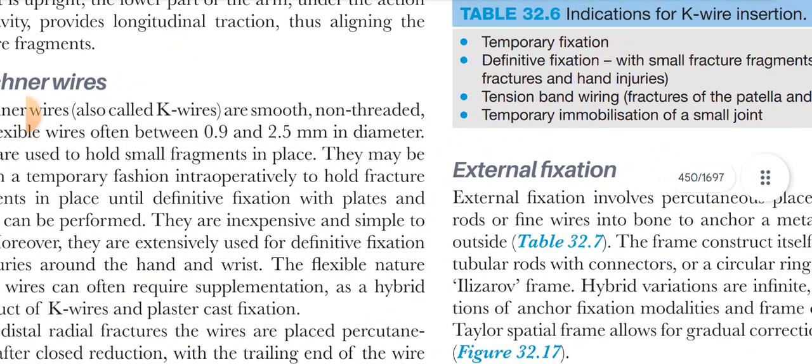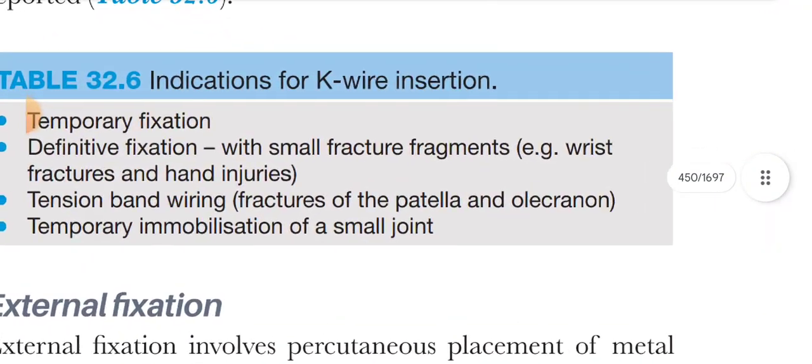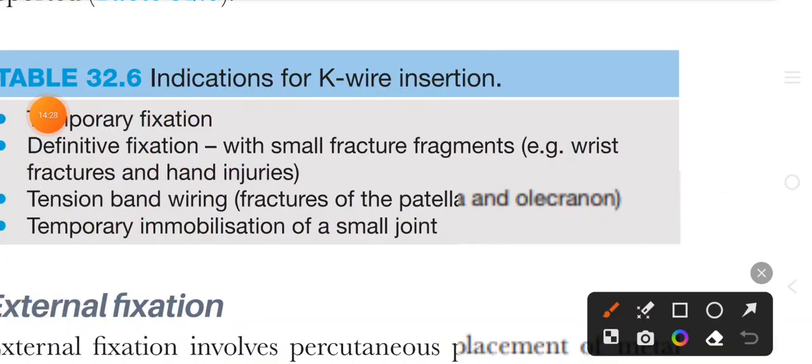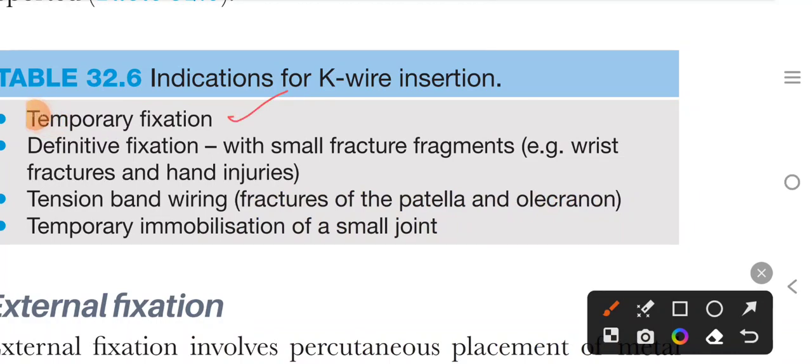Summarizing the indications for K-wires, they are used for temporary fixation, as a definitive fixation method for hand and wrist injuries, for tension band wiring of patella, and for temporary immobilization of a small joint.